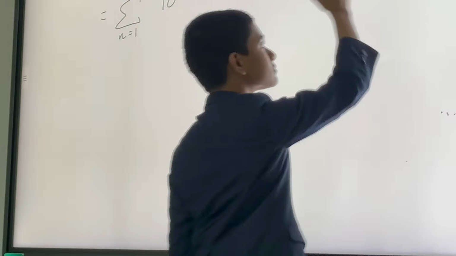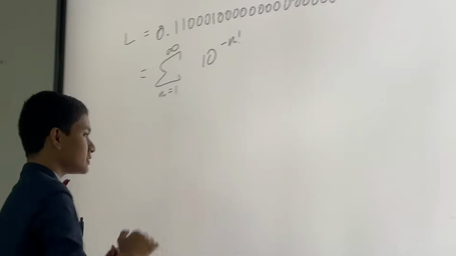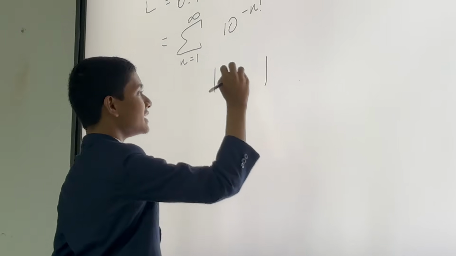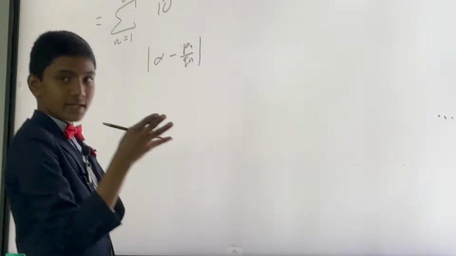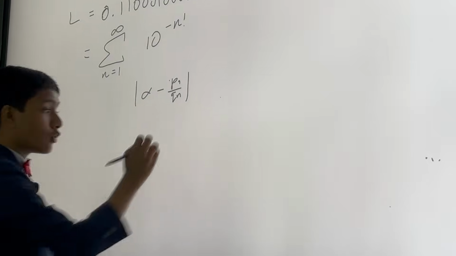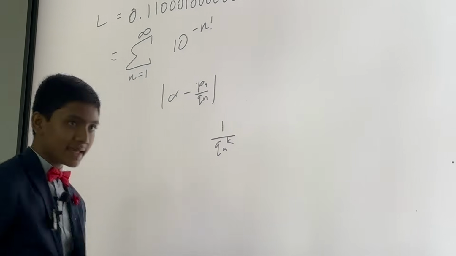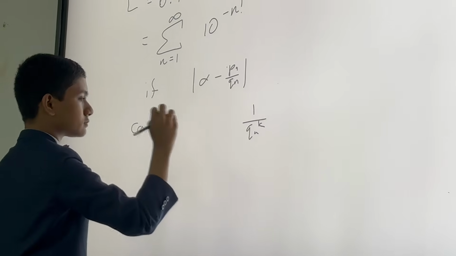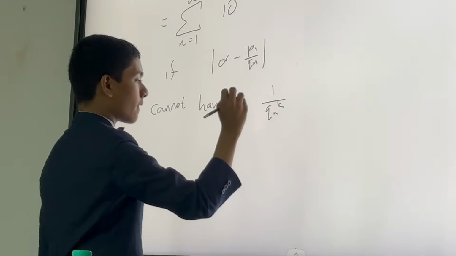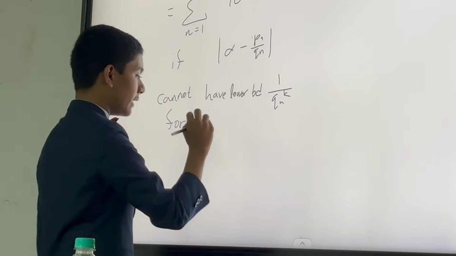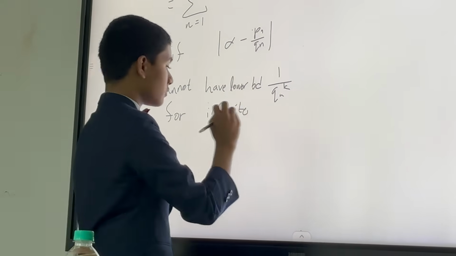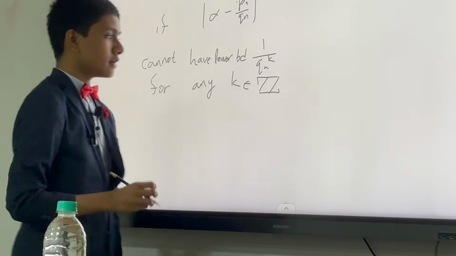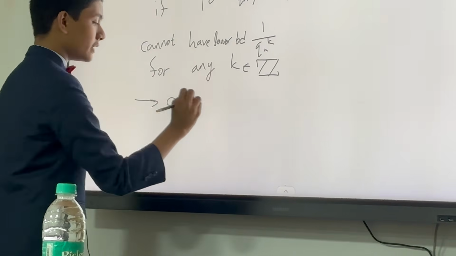Well, here we go. Here's the standard proof of what we call Liouville's theorem, which states that if this approximation cannot have a lower bound that takes the form 1 over Qn to the k for any integer k, then alpha is transcendental.